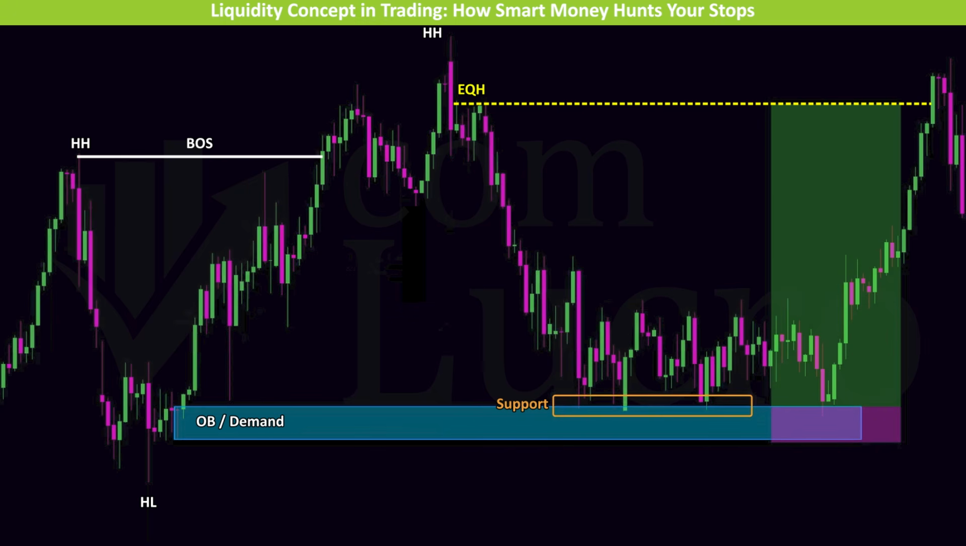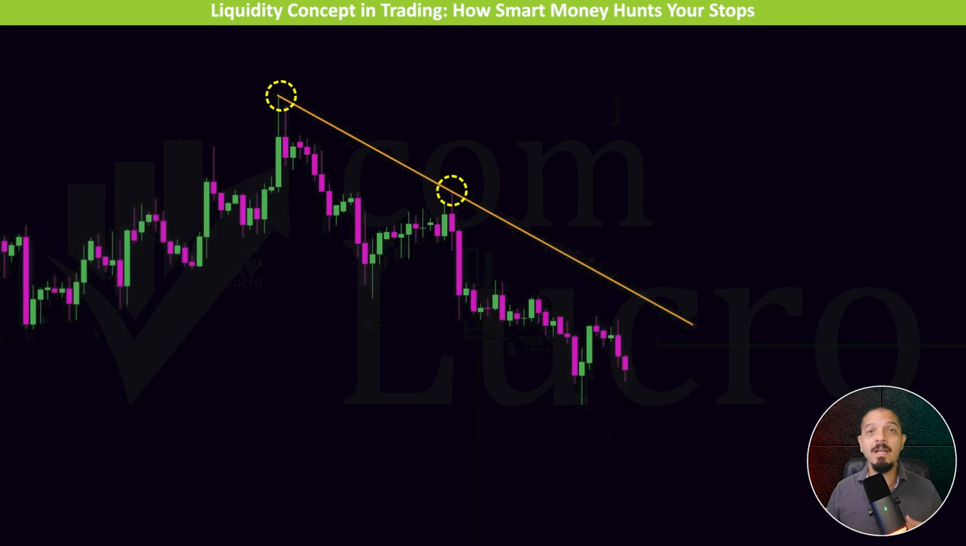This shows how market structure, supply and demand, and liquidity work together. And this is how experienced traders execute their trades. Now let us move to trendline liquidity.